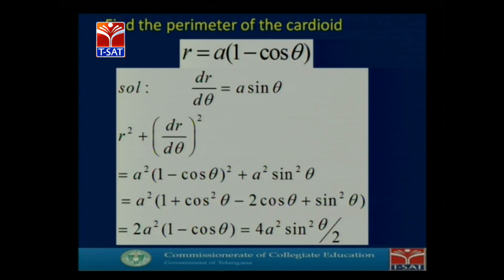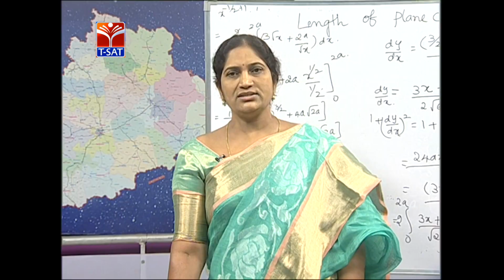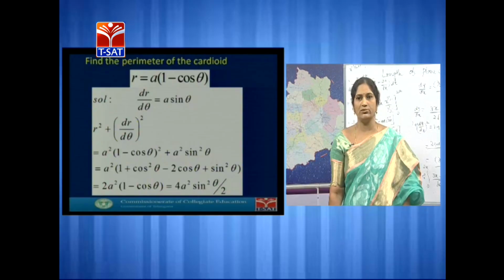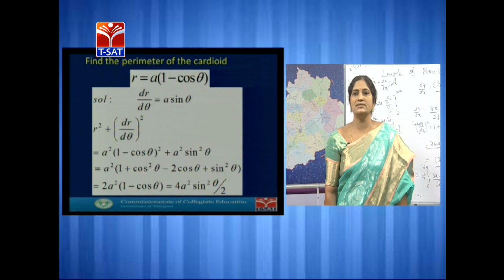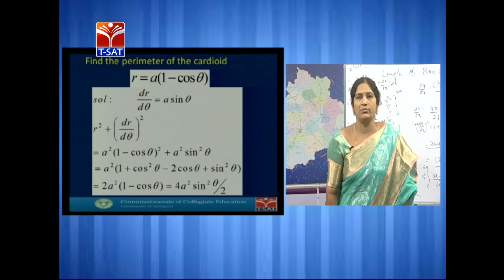Because we have to find the root value, 1 minus cos theta is nothing but 2 sin square theta by 2. So on the whole we get 4a square sin square theta by 2. So what is the under root of r square plus (dr by d theta) whole square? The root of 4a square sin square theta by 2 is nothing but 2a sin theta by 2.